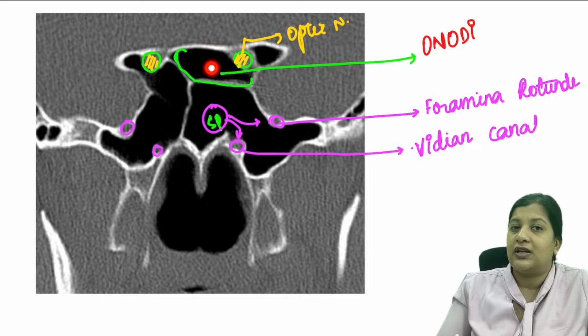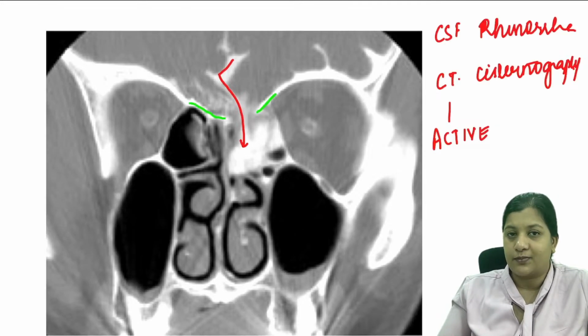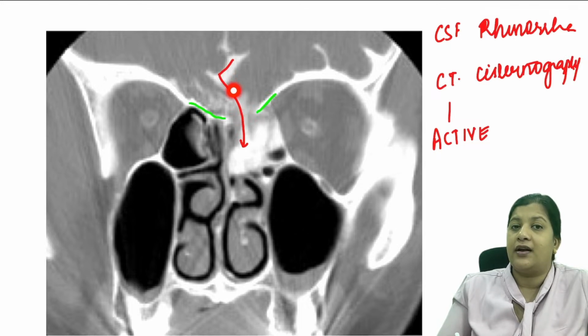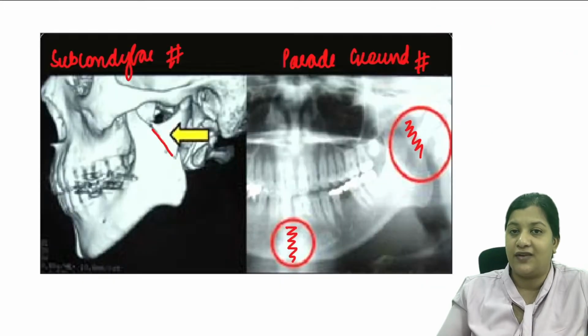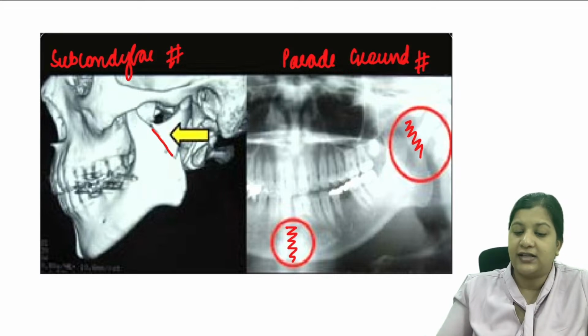If you see posterior ethmoidal cell extending into sphenoid sinus having optic nerve within it, what will we call it as? Onodi cell. In the floor of sphenoid sinus, we have foramen rotundum above and Vidian canal below. If there is a defect and you can track the CSF via giving a dye, we call it as CT cisternography. This will tell us an active CSF leak. Subcondylar fracture is the most common site, and this is called as guardsman fracture, also called as parade ground fracture.